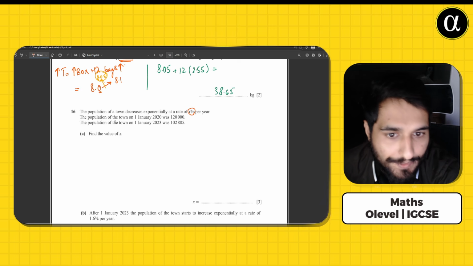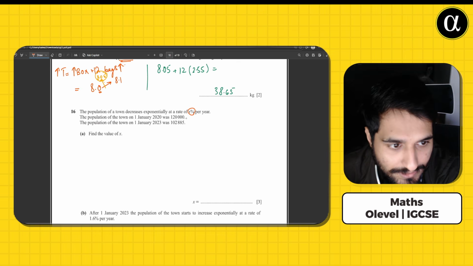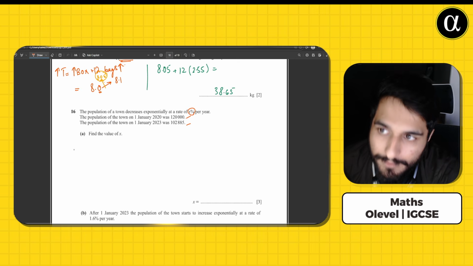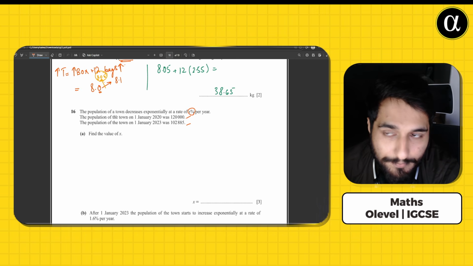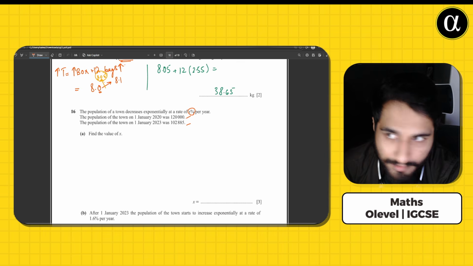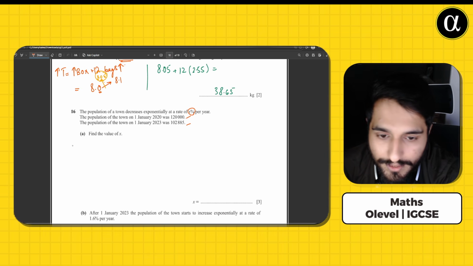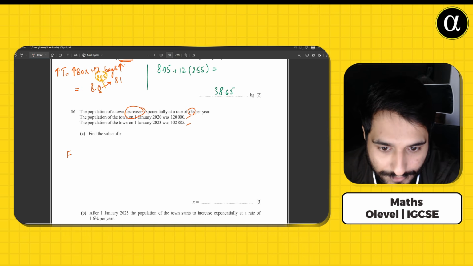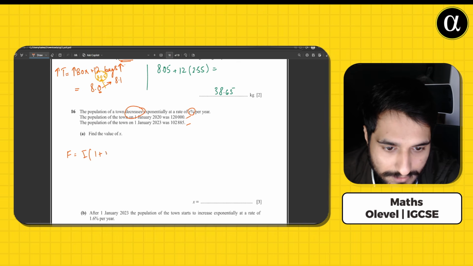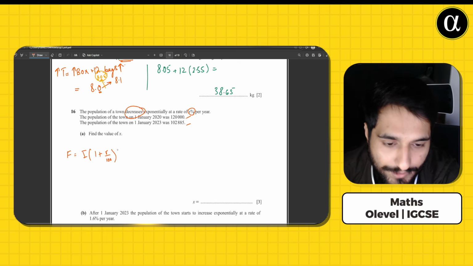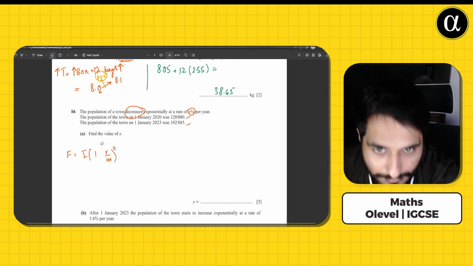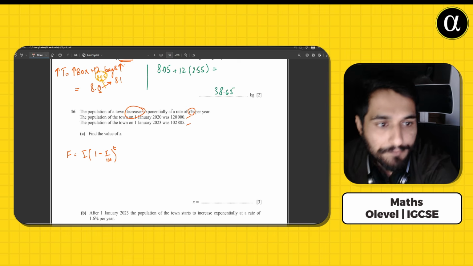Question 16 says that the population of the town decreases exponentially at a rate of x percentage per year, and then the population of the town on 1st January was this, and then it decreased to this in 2023. So keep in mind the formula for growth rate or decay is exactly the same as compound interest, but then we either use a positive sign or a negative sign depending on what the case is. For this case, it's negative, so we're going to say that the future value is equal to the starting value times 1 plus r over 100 to the power of t. Now since this was decay, the amount was decreasing, so this value has to be negative.